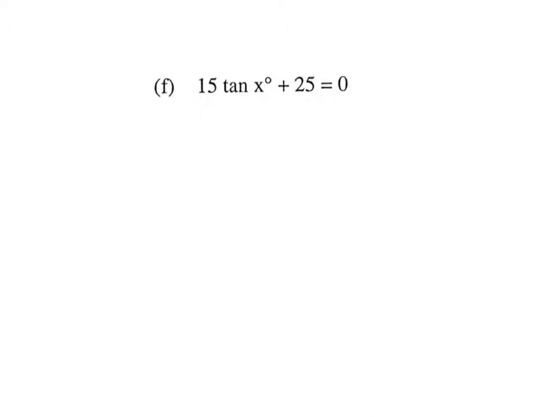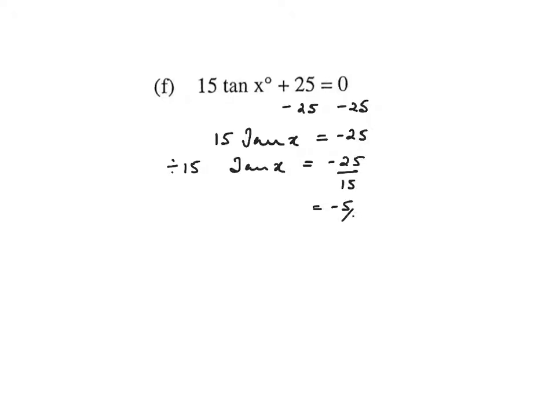So what I'm going to do here is subtract 25 from both sides. That gives me 15 tan of x is minus 25, and then divide by 15. Minus 25 over 15, and we can simplify that to minus 5 over 3. Cast diagram at this point. So tan is negative. Well, tan is positive in A and T, so it's negative in S and C.